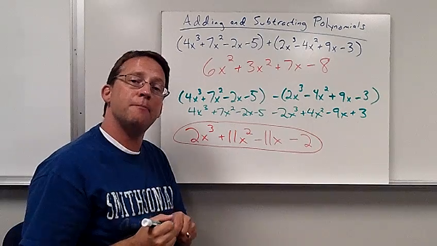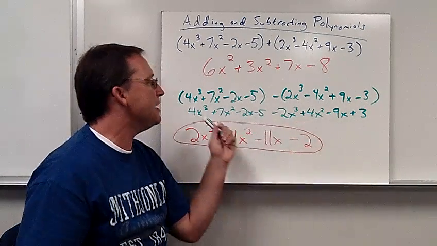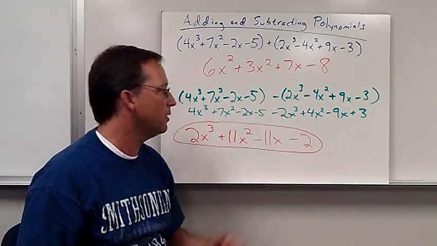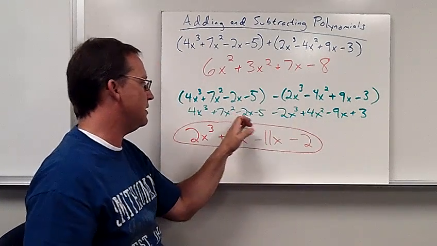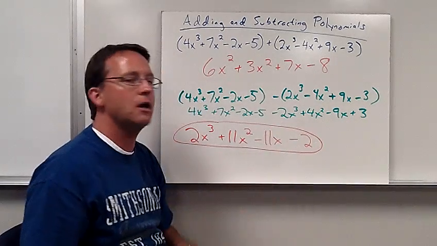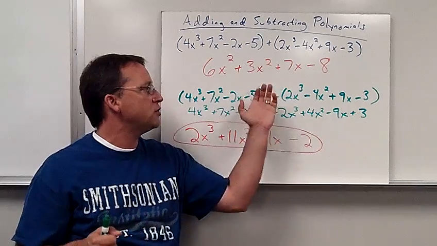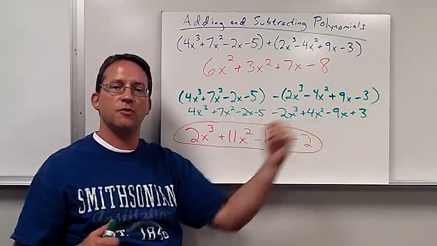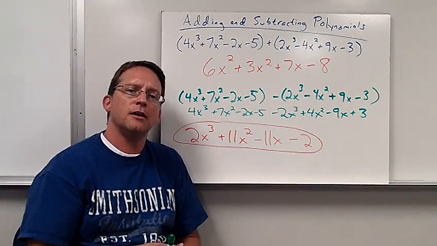Some people like to do that because by getting that negative sign distributed through there right away, it just turns into putting a longer polynomial in standard form. Now we're just combining like terms, 7x squared plus 4x squared, negative 2x and a negative 9x, negative 5 and a positive 3. So just a couple different ways you can handle that. If you're okay just subtracting term by term as you go, that's fine. If you'd rather distribute that through there first, that's fine too. That's all there is to adding and subtracting polynomials.